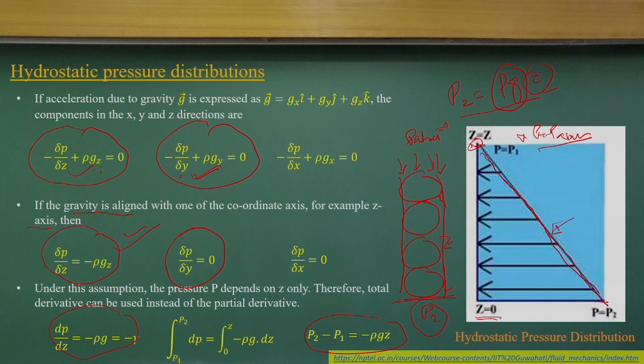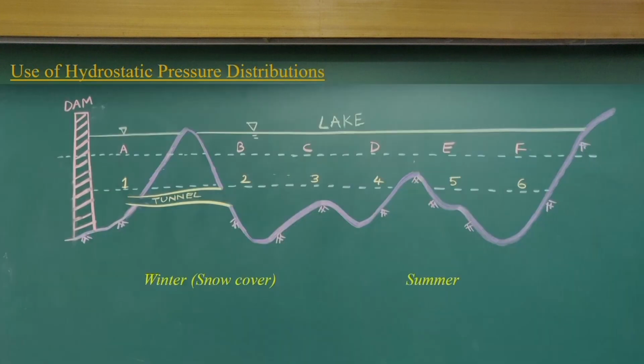So, let me explain that by considering a simple, very interesting example. You have a high altitude lake, and it is connected through a tunnel to a reservoir and the dam. In winter there will be a snow cover, and in summer there is no snow cover. We want to find out what the pressure is going to be at the points A, B, C, D, E and F. These are locations on a horizontal surface we can consider.